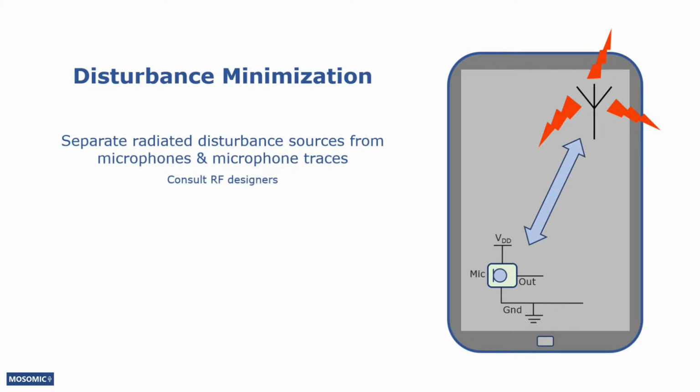Radiated disturbances should be minimized by placing the radiated disturbance sources, such as antennas, as far as possible from microphones and the microphone signal traces. RF designers should be consulted when the device design and circuit board layouts are being finalized to make sure that microphones are not located at especially bad locations when it comes to electromagnetic fields emitted by antennas.